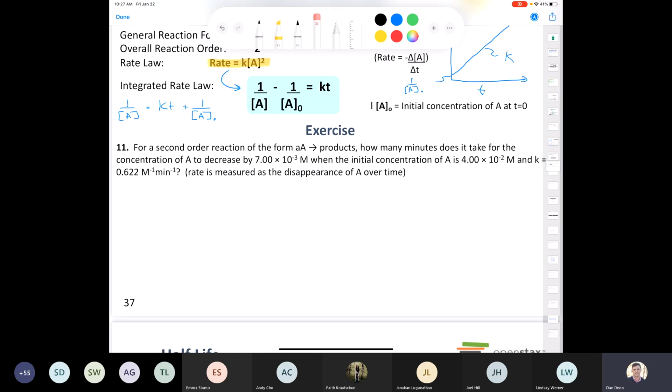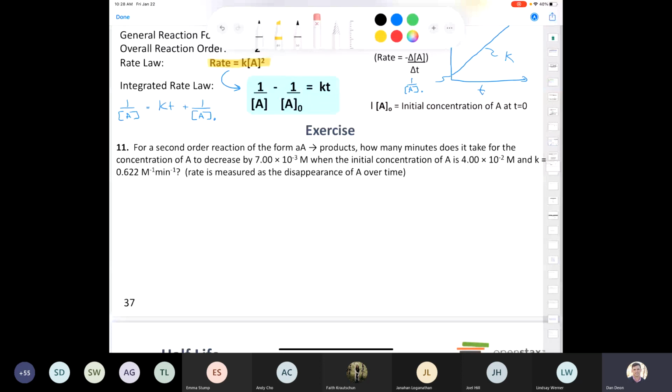We have a second order reaction, and it says, how many minutes does it take for the concentration of A to decrease by 7.00 times 10 to the minus 3 molar when the initial concentration of A is 4.02? I don't think I did this question the right way now that I look at my notes.